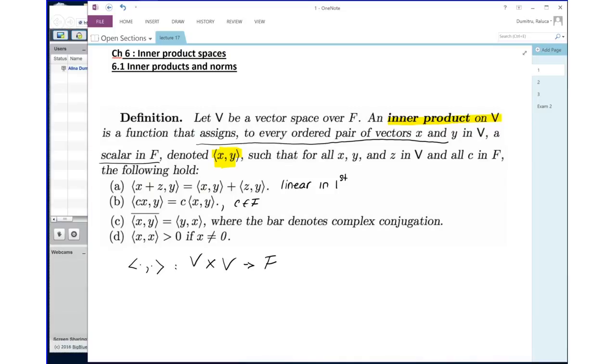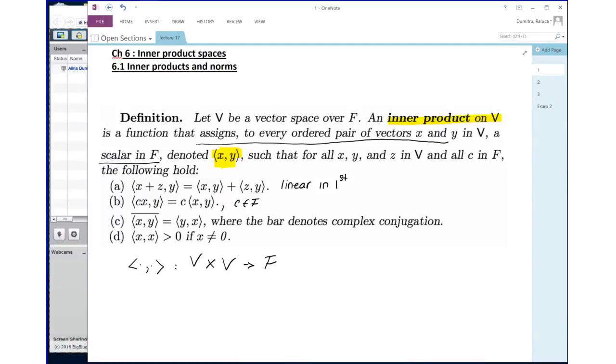Now, property 3, or C here, if you want to flip the two entries inside the function, you can do that, but you have to take the complex conjugate in case you're dealing with a field of complex numbers. I mean, you take it anyways, but what happens if the field is the field of real numbers? What's the complex conjugate of a number itself? Nothing changes, right? So if you're dealing with real numbers here, flipping position is okay. Doesn't change anything. And finally, assumption D, the inner product between any vector and itself is strictly positive, provided that the vector is not the zero vector.